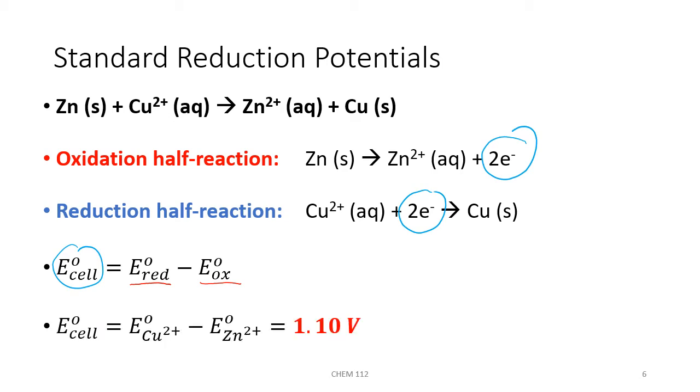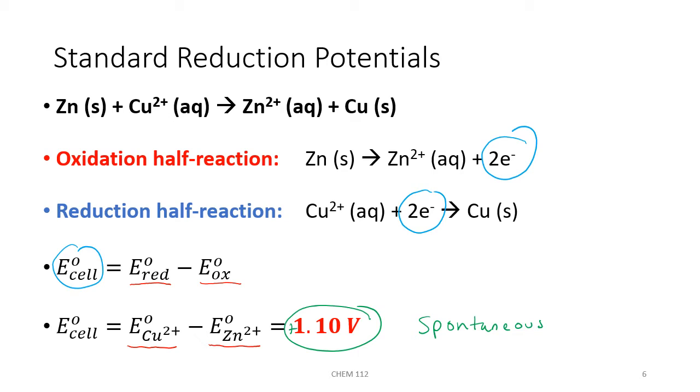So once we looked up our standard reduction potential for copper and subtracted our standard reduction potential for zinc, we would end up with that 1.10 volts, which is our cell potential for this reaction. That positive value would tell me that this is spontaneous because I have a positive number for my voltage.